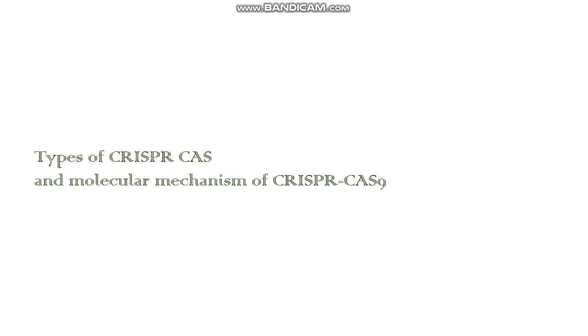In this tutorial video, I'm going to talk about types of CRISPR-Cas and the molecular mechanism of CRISPR-Cas9. In my previous video, I discussed the mechanism of CRISPR-Cas9, that is a simple mechanism. Before going to the main discussion, I would like to have a quick recap of the basic mechanism of CRISPR-Cas. CRISPR-Cas actually is the immune mechanism of bacteria against phage virus. You can also say it is the defense mechanism of the bacteria.